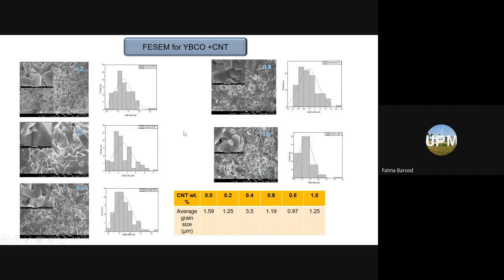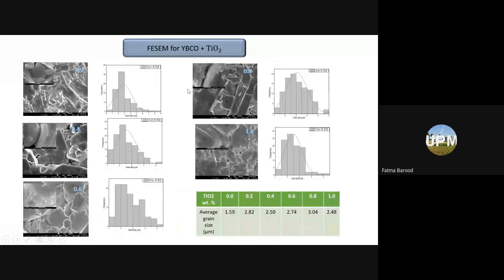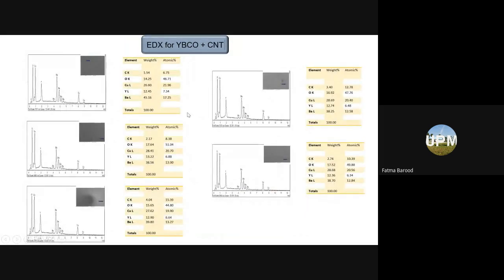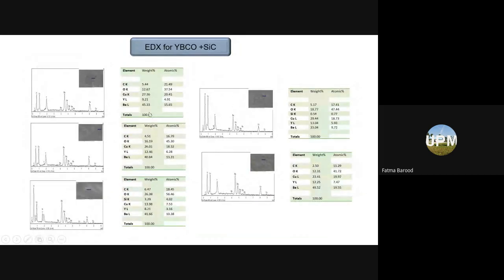And this is the FESEM for carbon nanotube, and for the additions I will go quickly because of the time: titanium oxide and silicon carbide, and also EDX for all the nanoparticles. To conclude, the addition of nanoparticles results in filling of voids between the grains, hence reducing the pores and making the grain boundaries display strong connectivity. Also, the EDX spectrum for all the samples represents Y123.